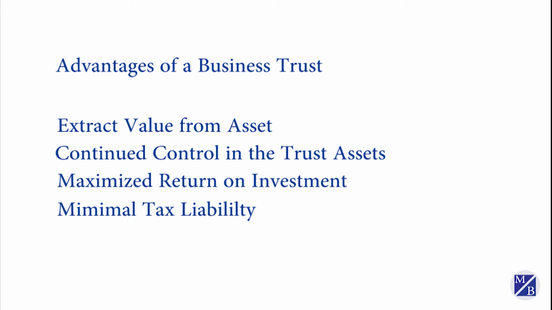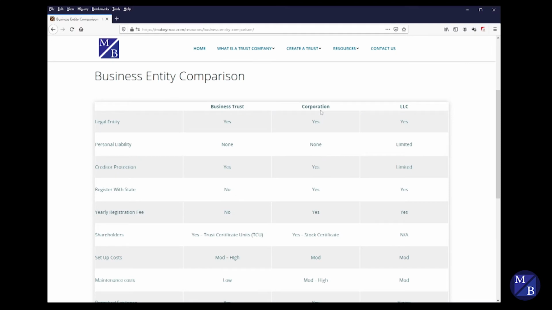Now, let's look at this chart, this diagram. So we have business trusts, we have corporation, and we have the LLC. Now, they're all legal entities. Business trust is a legal entity. So that's something that all the business entities have in common, all the ones that I'm discussing.